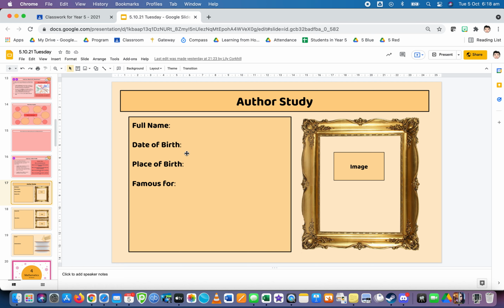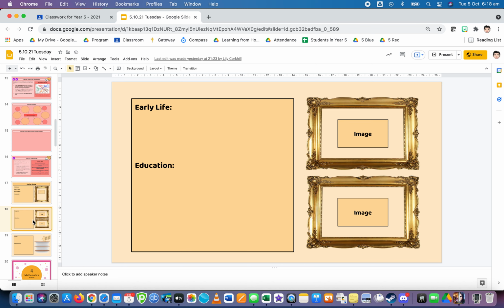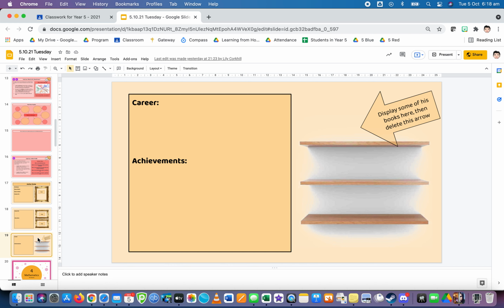Easy. Full name, date of birth, place of birth, famous for, and an image of him. Some things that happened in his early life, his education, images should associate in some way, career and achievements. Display some of his books here, then delete the arrow.